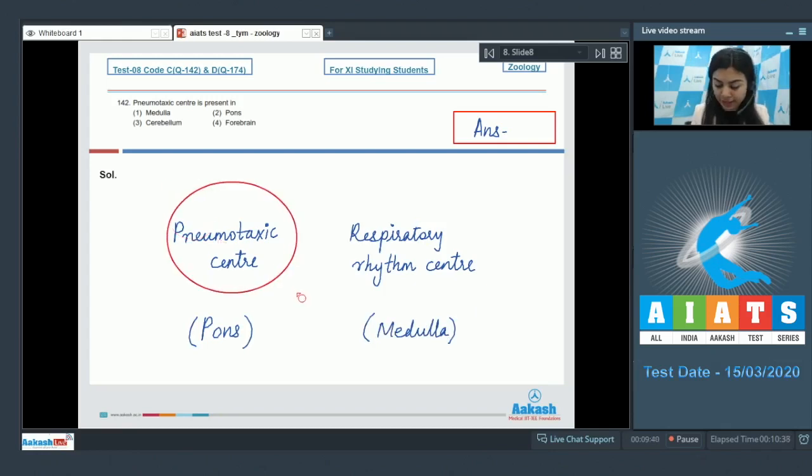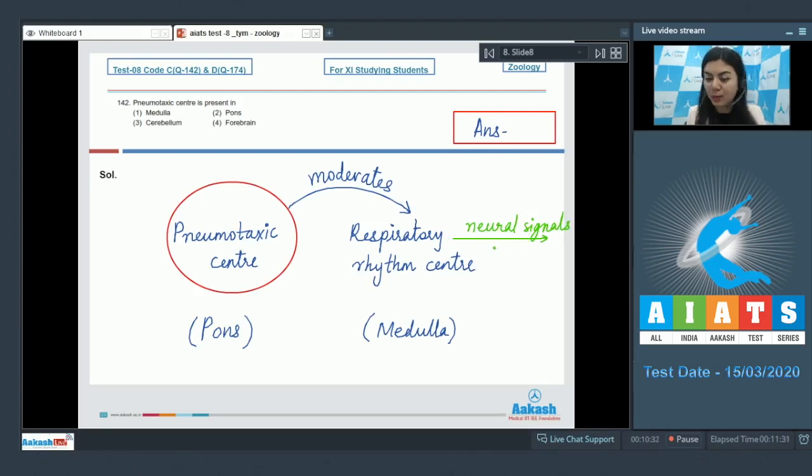The pneumotaxic center that is present in the pons region of the hindbrain moderates the respiratory rhythm center located in medulla. The neural signals generated from the pneumotaxic center can reduce the duration of inspiration and thus alter the respiratory rate, helping in the regulation of respiration. Thus the location of pneumotaxic center is pons. The correct answer would be option number 2, pons.